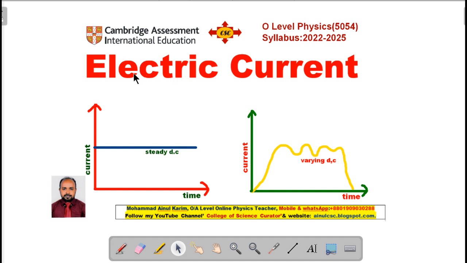Today our topic is electric current. It is an important topic in current electricity. Previously we learned about static electricity. So what is the difference? We can know the difference between current electricity and static electricity.